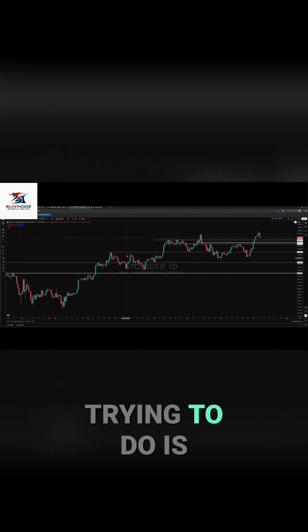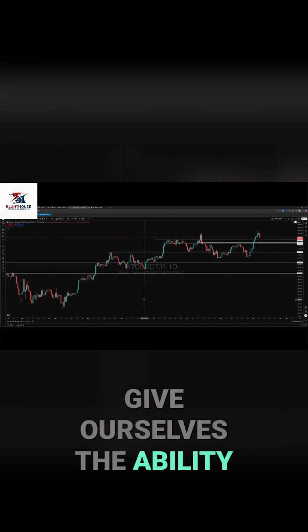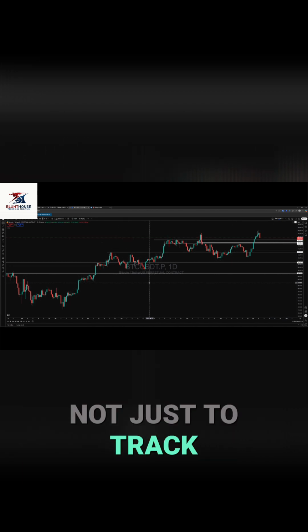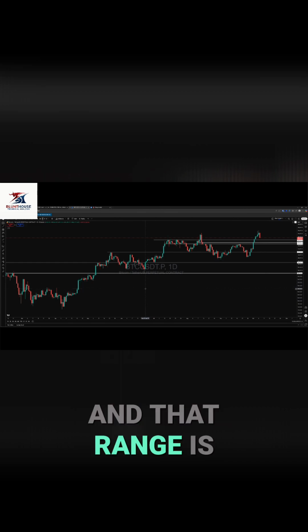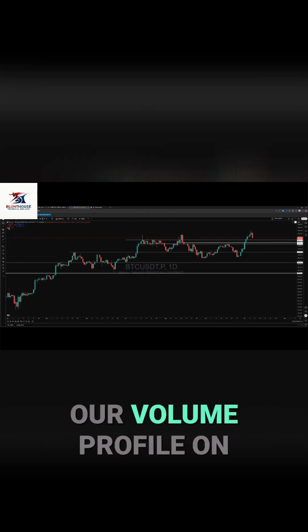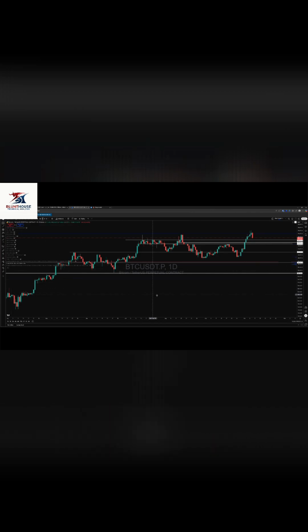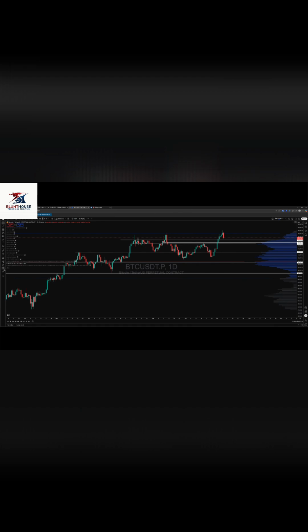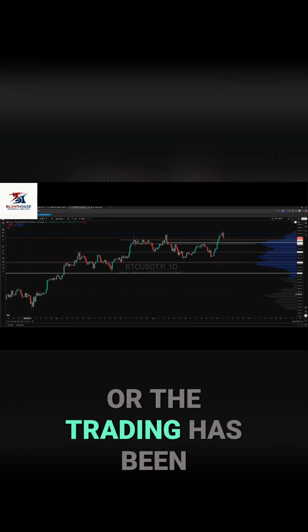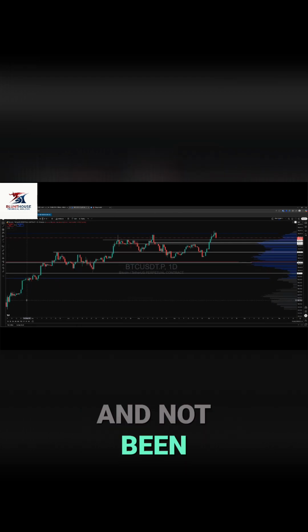All we're trying to do is give ourselves the ability not just to track price, but to trap it within a range. And that range is always fractal, right? But when we throw our volume profile on, it helps us understand where price has been, or the trading has been, and not been.